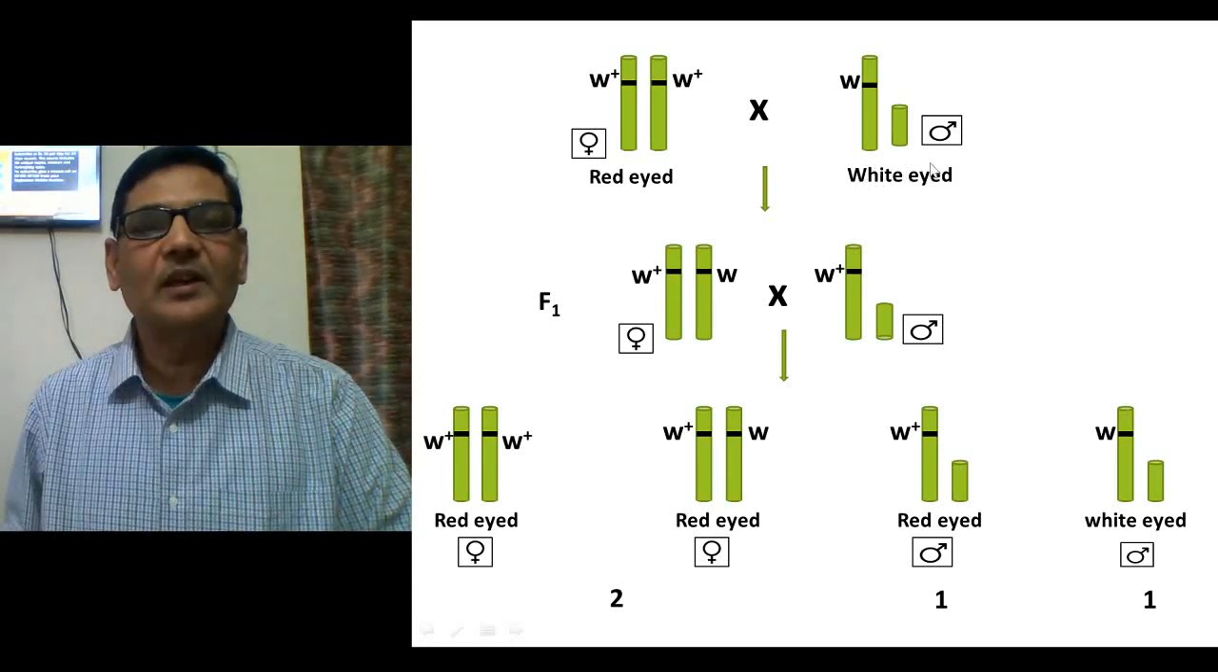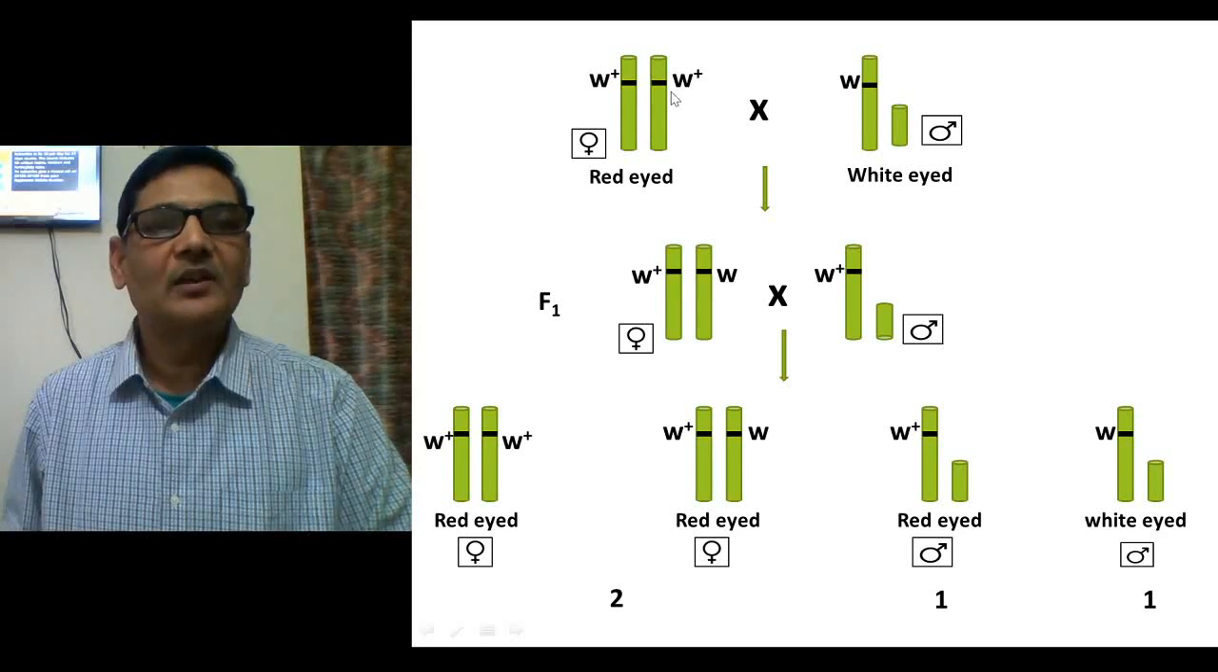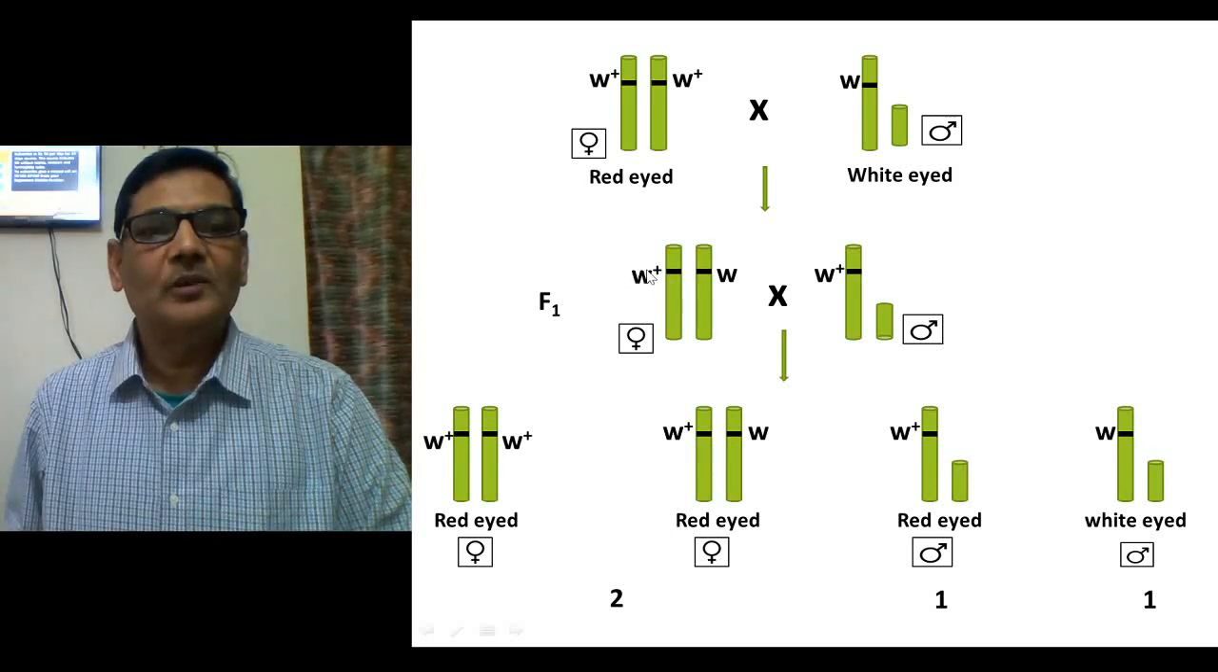Since it is a white-eyed male, the genotype of this male, meaning the X chromosome, will have the w allele on that locus, whereas in the case of the female it is W+ W+. If you cross these two flies, what will happen? This W+ containing X chromosome will combine with this w coming from the male. So all females will have the W+ w genotype, and they will be red-eyed because the W+ allele is dominant over the other, recessive one, that is w.